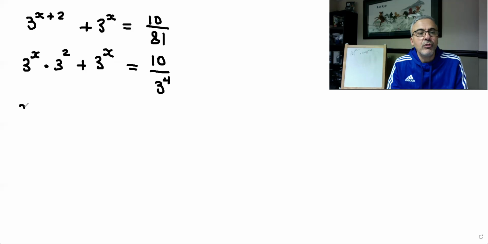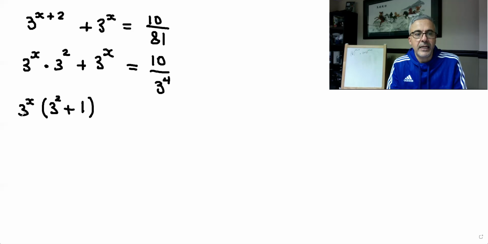So if you take 3 to the power of x out as a greatest common factor, you'll end up with 3 to the 2 on this side right here, and then plus. And here, when you factor out 3 to the x, you end up with 1. Because if you multiply this into here, you're going to get this, and if you multiply it into here, you're going to get that. And that gives you 10.